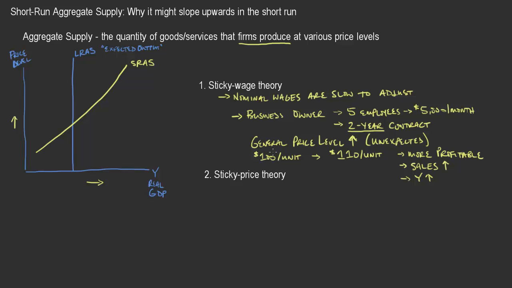So the sticky price theory is very similar here. The only difference is what we're saying is that we might have nominal prices, right? We might have nominal prices, or you might have prices of your goods that are slow to adjust.